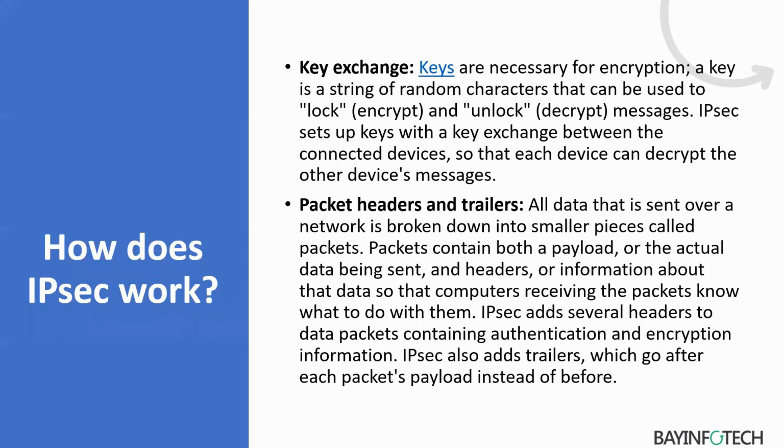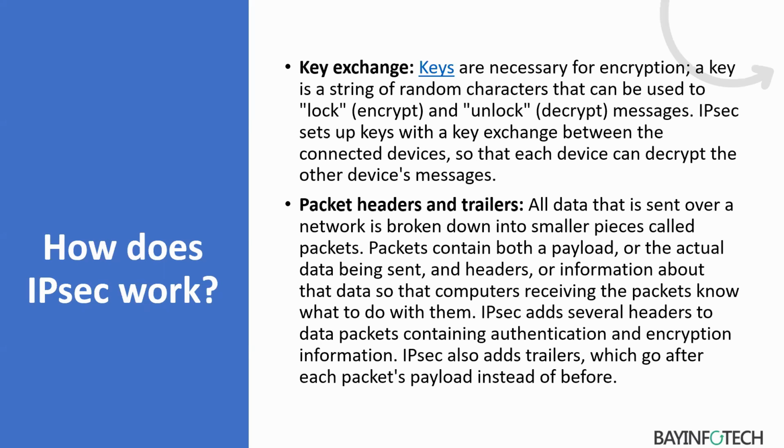Let's look at how does IPsec work. Key exchange. Keys are necessary for encryption. A key is a string of random characters that can be used to lock, that is encrypt, and unlock, which is decrypt, messages. IPsec sets up keys with a key exchange between the connected devices so that each device can decrypt the other device's messages.